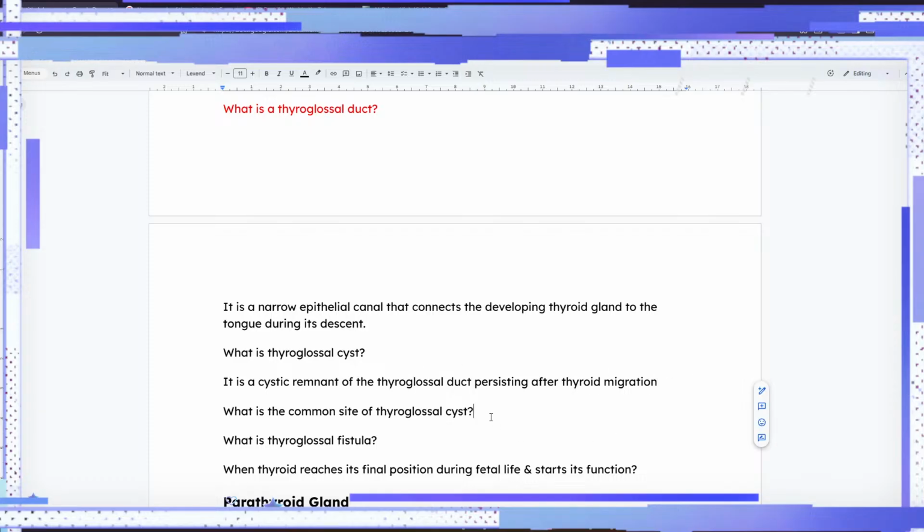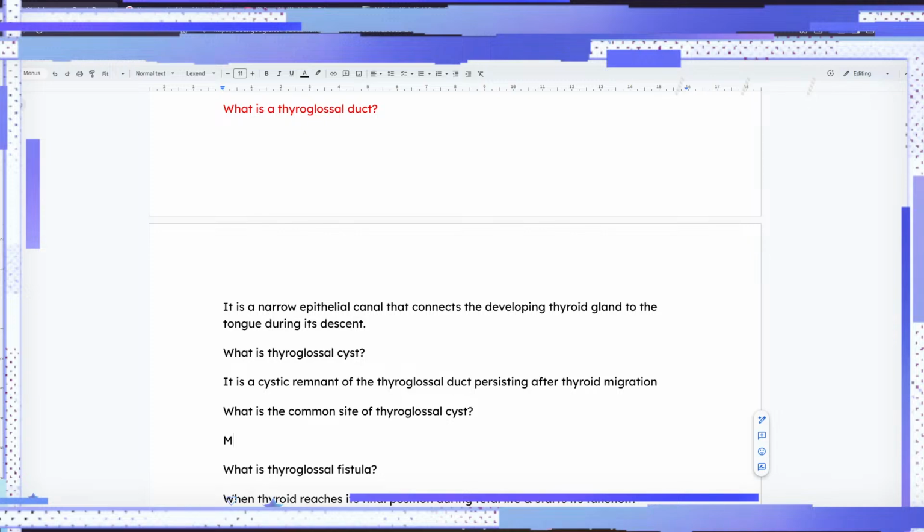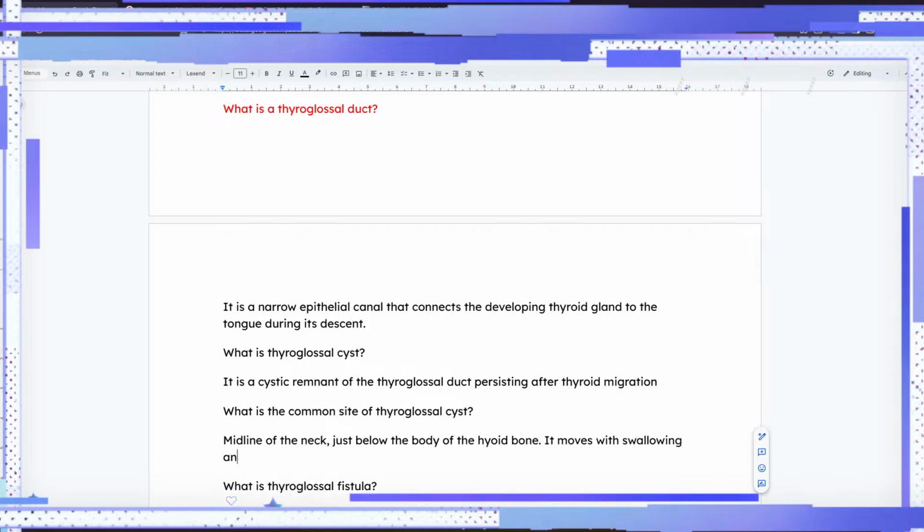What is the common site? The midline of the neck, just below the body of the hyoid bone. It moves with swallowing and tongue protrusion. That's a pretty important point.